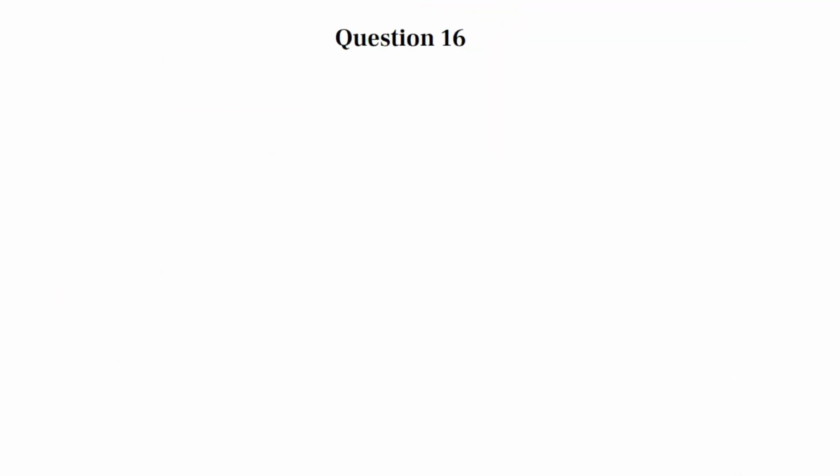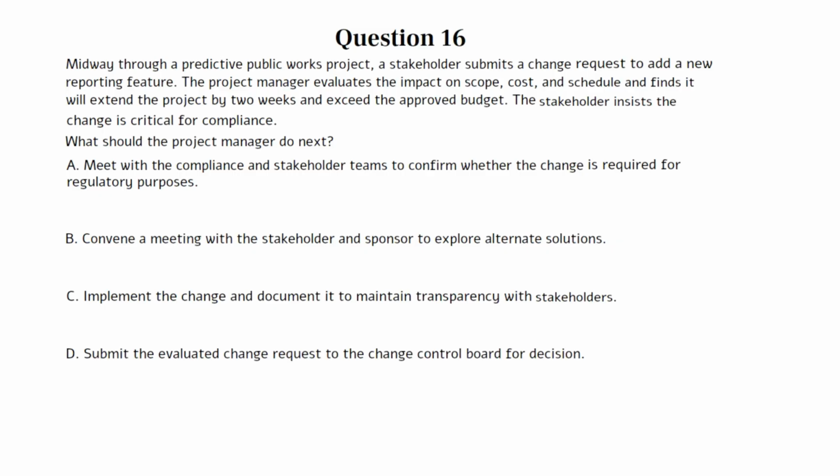Question 16. Midway through a predictive public works project, a stakeholder submits a change request to add a new reporting feature. The project manager evaluates the impact on scope, cost, and schedule, and finds it will extend the project by 2 weeks and exceed the approved budget. The stakeholder insists the change is critical for compliance. What should the project manager do next?